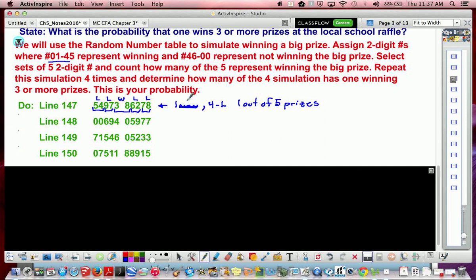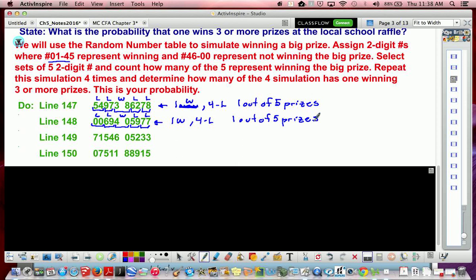I'll put this instead of saying 1 W, 4 losses. So the first time I simulated it, I only won 1 big prize. Dang it. I want to win more than that. So I do it again. Let's do the next one. 00, is that a win? It's actually a loss, isn't it? 69, loss. 40, hey! 59, 77. Oh man, I'm not doing so hot here. Only 1 win and 4 losses again. So 1 out of 5 prizes.